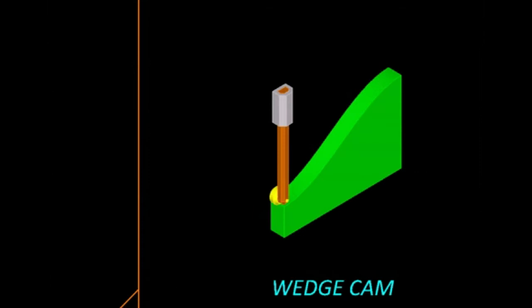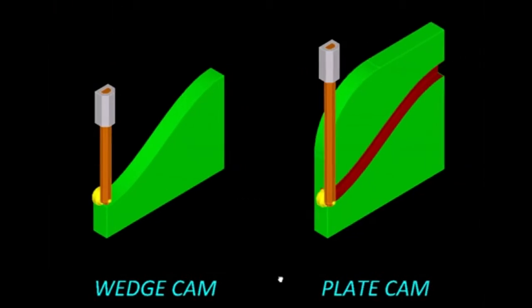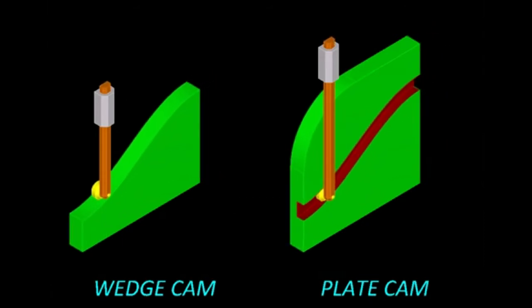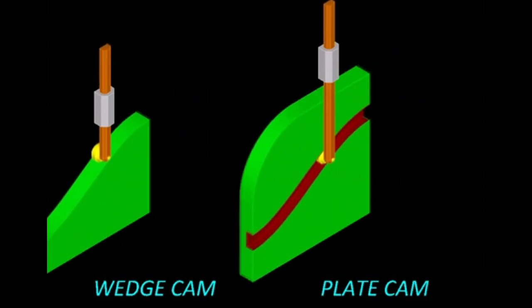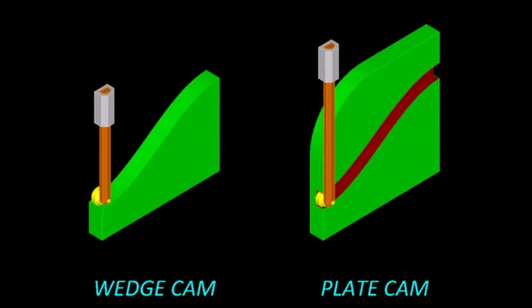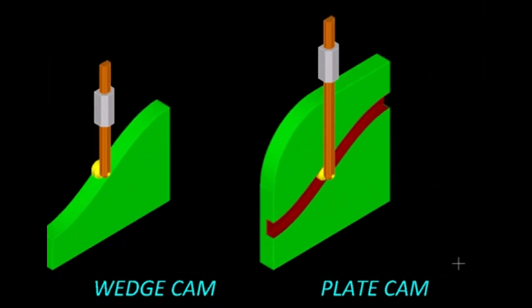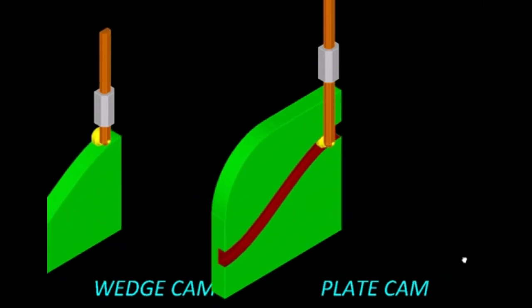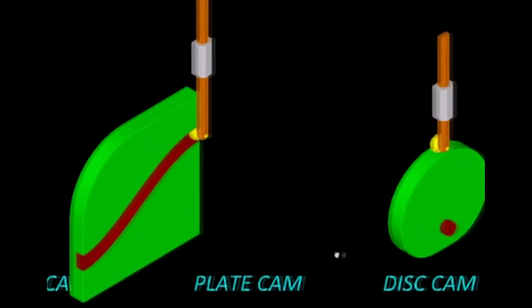So for that we use a different arrangement, say the same profile cut like a channel on a thick metal plate. So it is capable of not only pushing the follower up, but also pulling it down. So the plate cam is more reliable, especially in high-speed machines where the acceleration could exceed gravity.